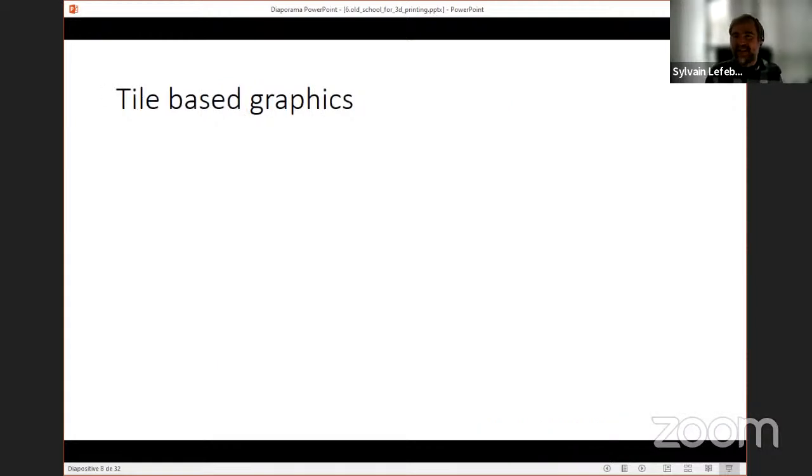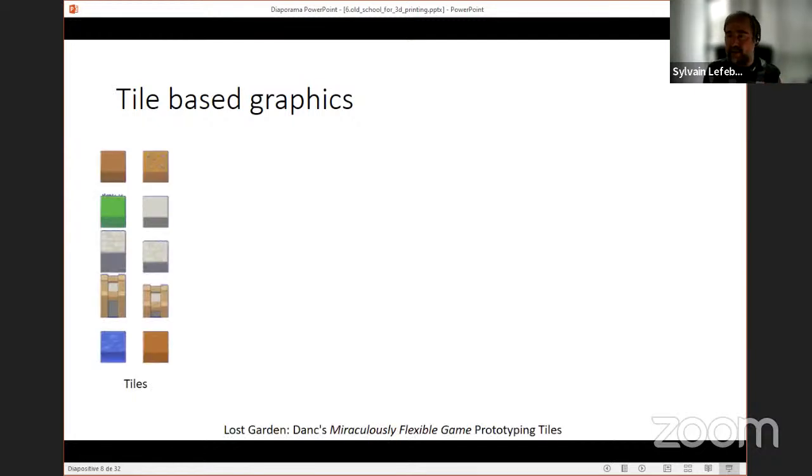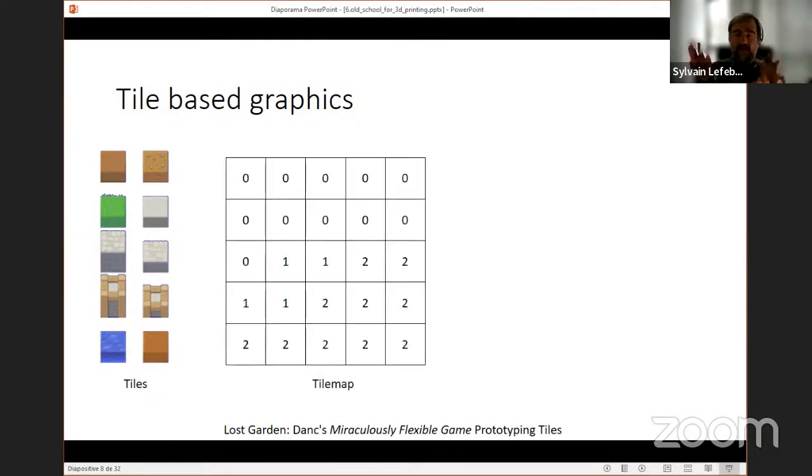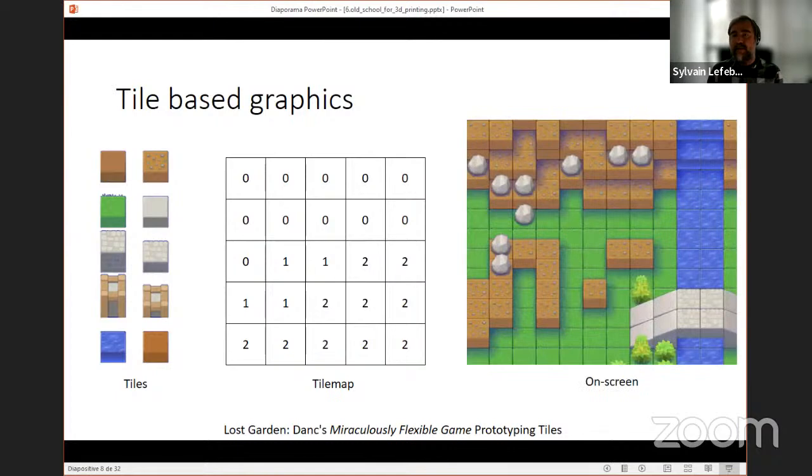Another topic that is a shared common thing between old school graphics and 3D printing is tile-based graphics. So back in the days, you did not necessarily have enough memory to store the entire image of the game level you wanted to produce. So one thing that was very common was to create a set of tiles. These are basically small building blocks, typically images, and then to describe in a tile map how to arrange these different tiles in space. So here in the tile map, every number is the index of a tile that is on the left. And you would typically, either in software or with hardware support, be able to draw on screen the image, which is the assembly of all these tiles according to the tile map.